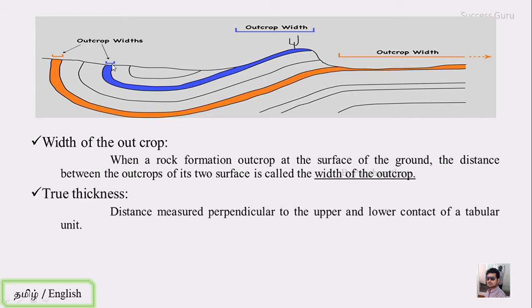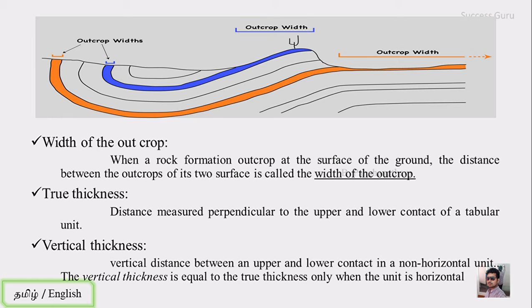The true thickness is the distance measured perpendicular to the upper and lower contact of a tabular unit. So when you're talking about the true thickness, it is measured perpendicular to the bedding plane. Whenever the rock is inclined or horizontal, that is not an issue. The true thickness will be measured perpendicular to the bedding plane. Let this be the bedding plane here and here. Whatever you are measuring should be along this line, perpendicular to the bedding plane, and that measurement is termed the true thickness.